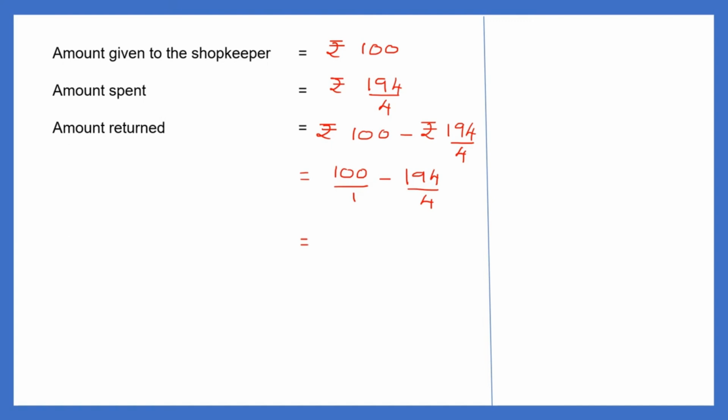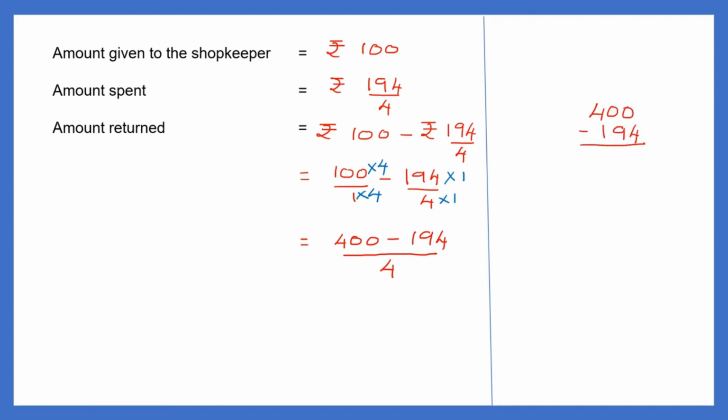Now to find the LCM, if you have one denominator as 1 and the other denominator as any other number, that number becomes the LCM. Now let's continue. 1 fours are 4. So 100 into 4. 100 fours are 400 minus 4 ones are 4. So 194 ones are 194. 400 minus 194.